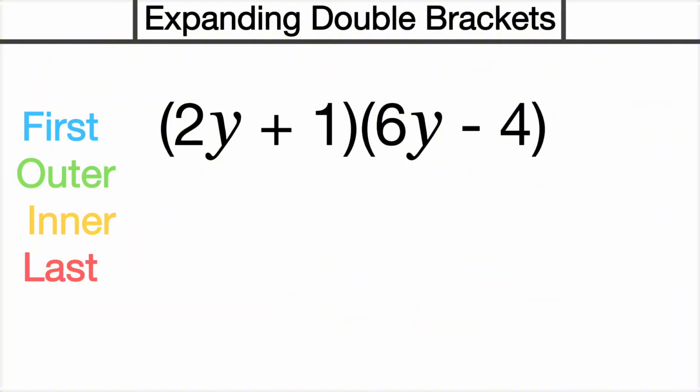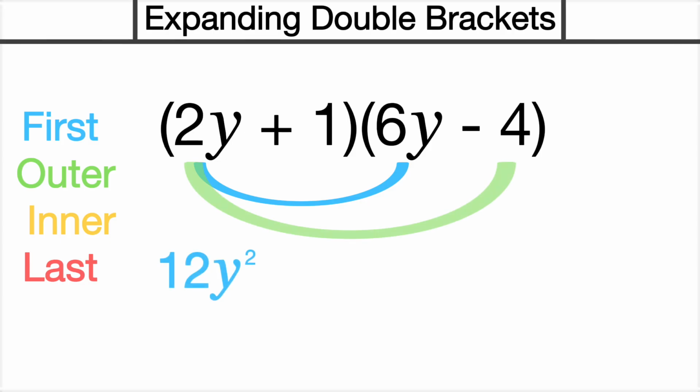Here's another example. First, multiply the first terms. 2y times 6y equals 12y squared. Then, multiply the outer terms. 2y times minus 4 equals minus 8y.